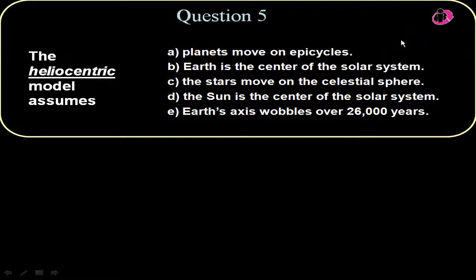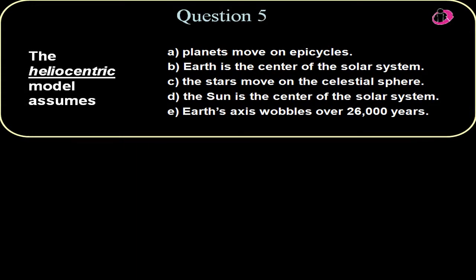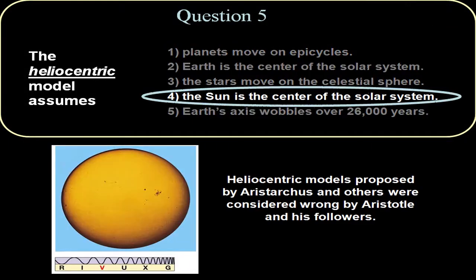Question number 5. The heliocentric model assumes, helio meaning sun, centric meaning centered, so the sun-centered model, heliocentric, assumes, looking for the answer in there, the sun is the center of the solar system. That's what it assumes.